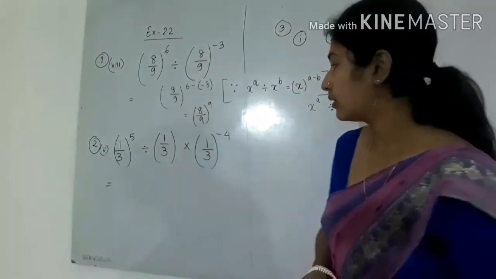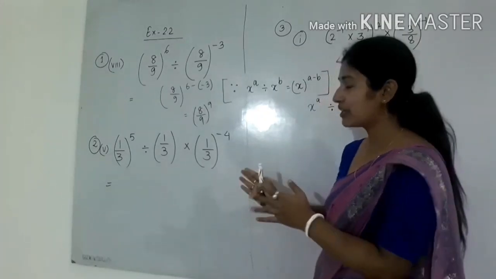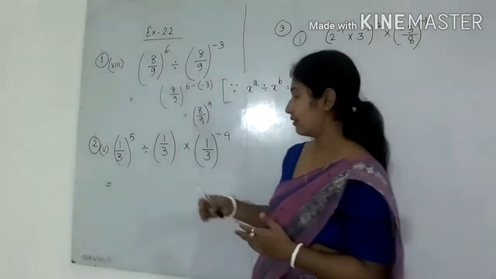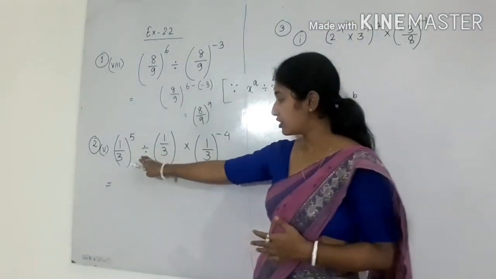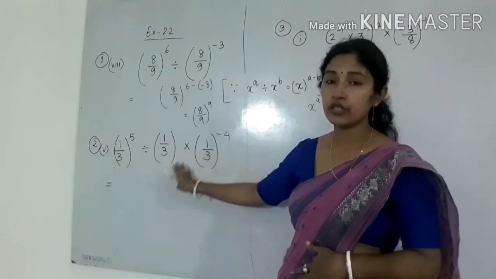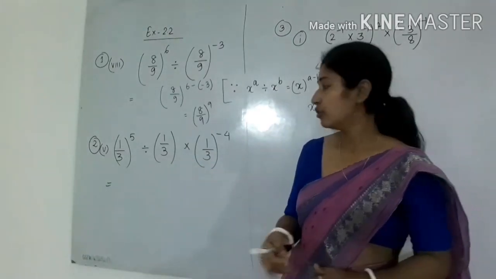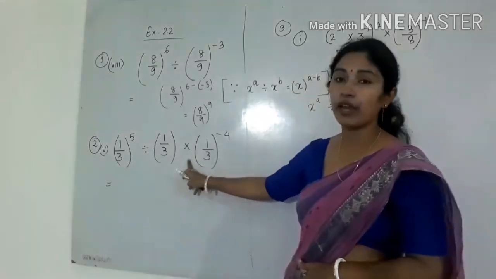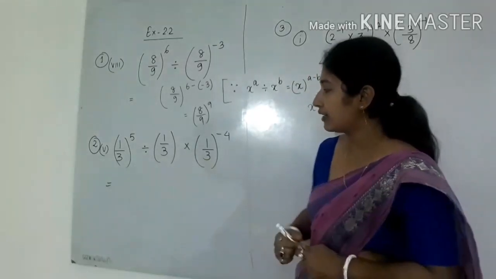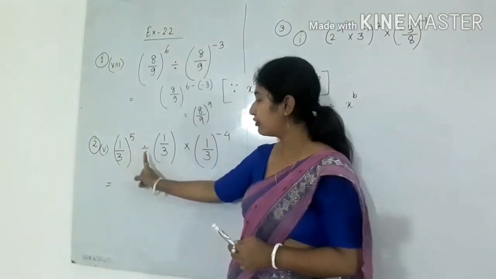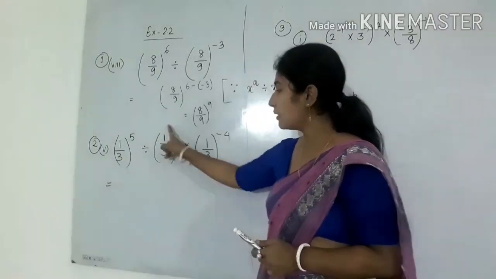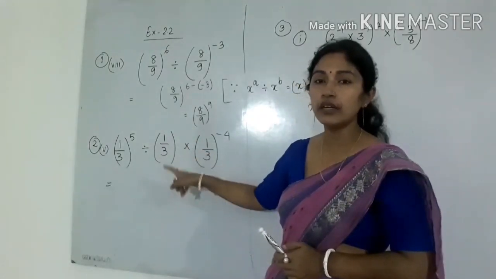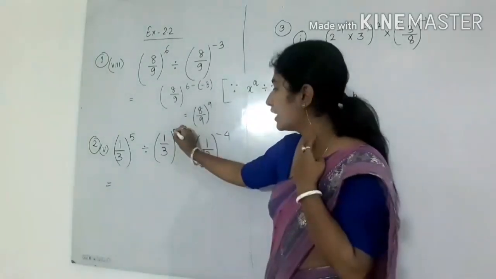So here see, all the bases are same, but see what operation is present. Here it is division, here it is multiplication. So according to the Bodmas rule, you have to first divide, then multiply. So first of all we will divide 1 by 3 whole to the power 5 divided by 1 by 3. That means here there is no power, so how many 1 by 3 are present? Only 1. So you can also write 1.